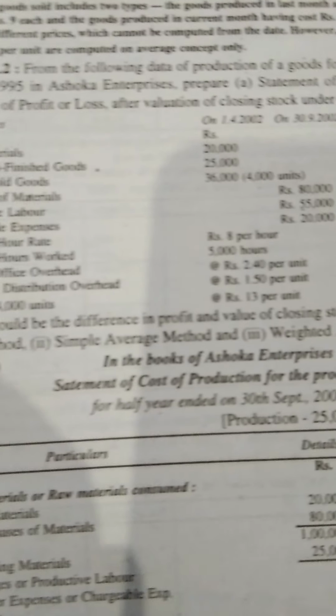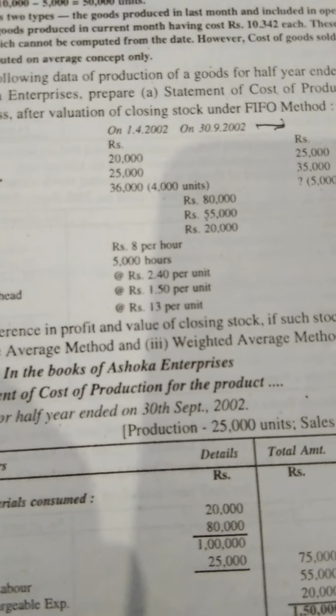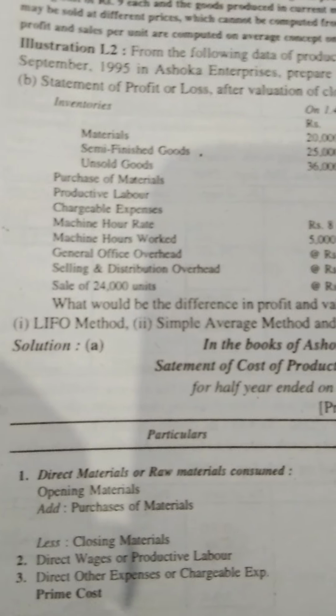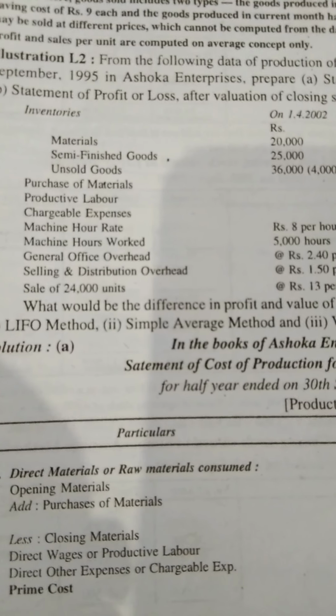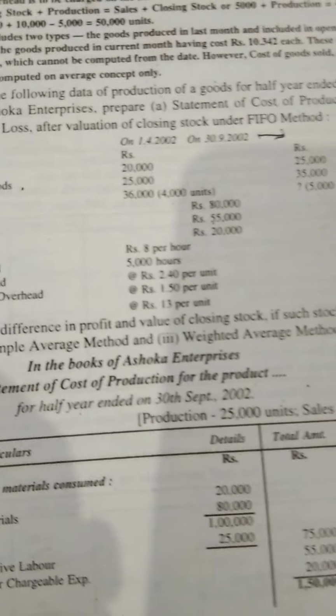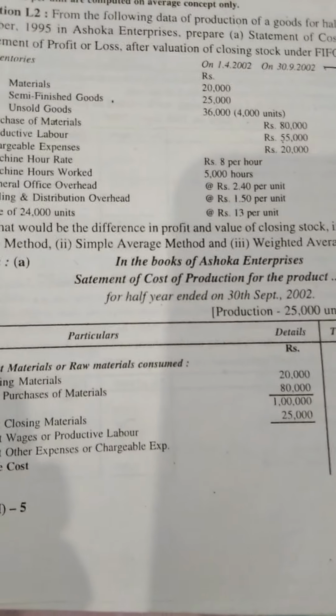And what should be the difference in profit if the closing stock is valued in different types of method? First they have asked for FIFO, then LIFO, then simple average, and then weighted average method. Now starts with the sum.